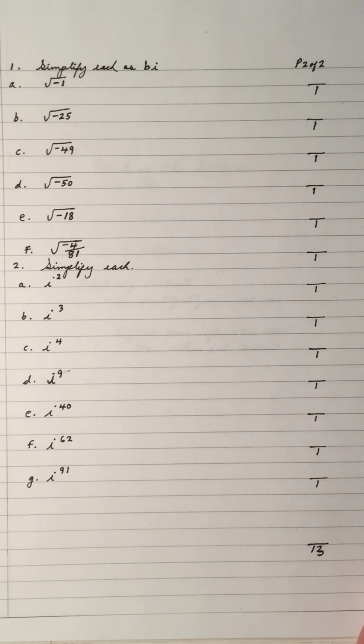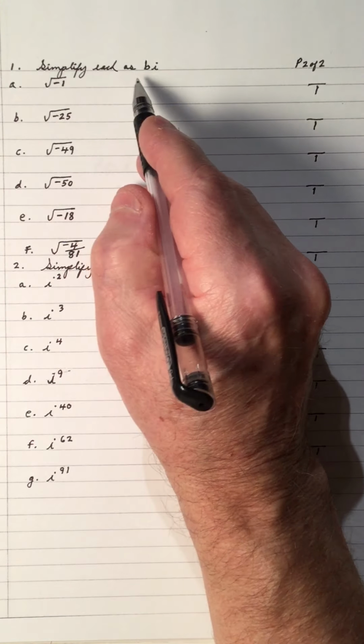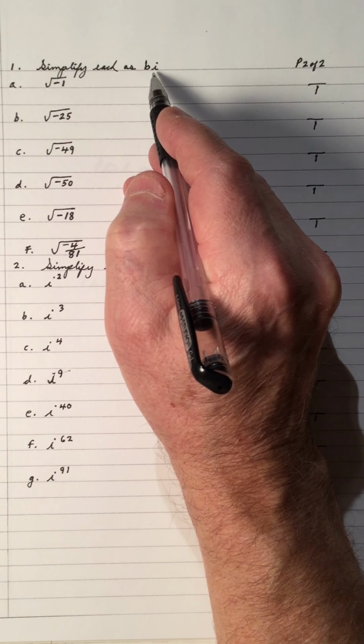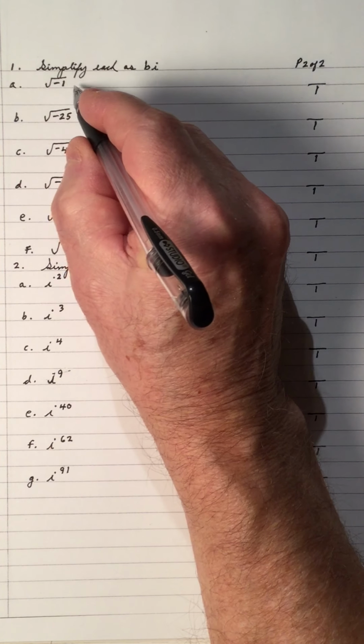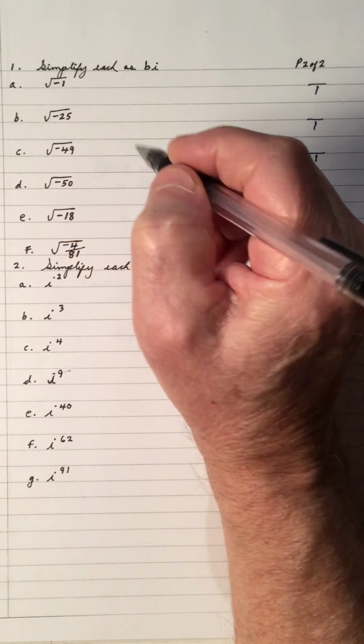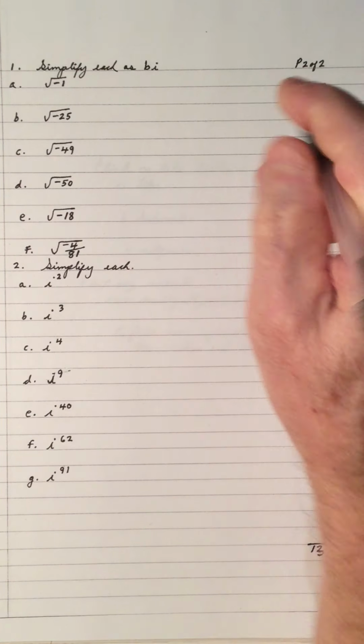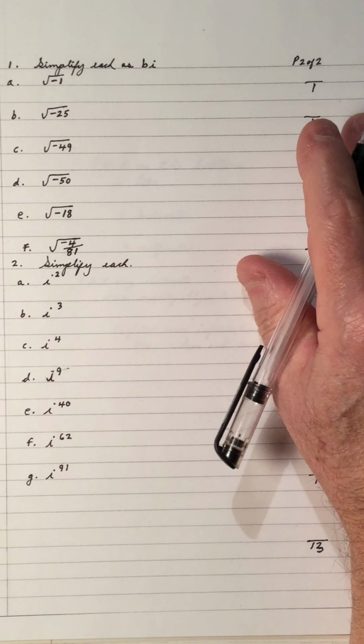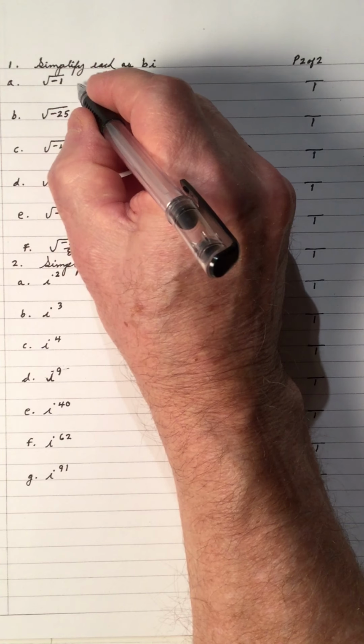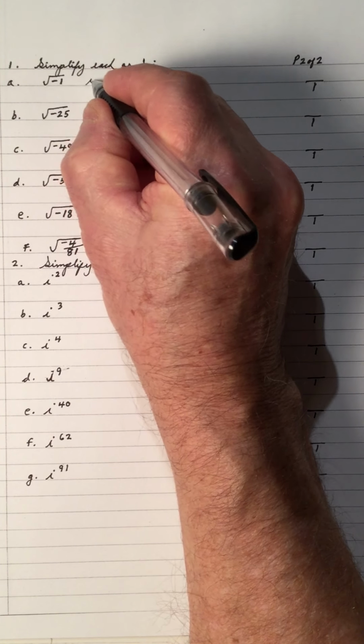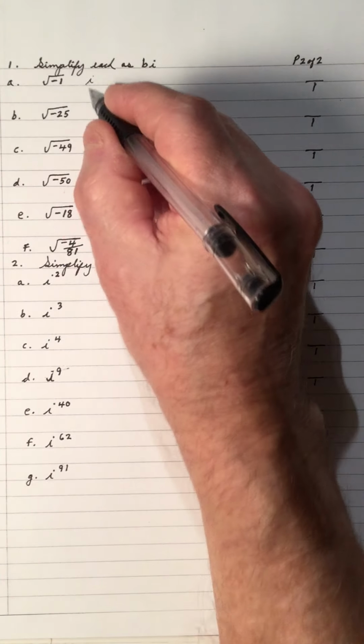Here we go. Simplify each as bi, as an imaginary number. Number one: before I start, don't forget to pause the video and work these out, and then press play to see if you're right. The square root of -1 is an i. Give yourself a mark if you have an i.